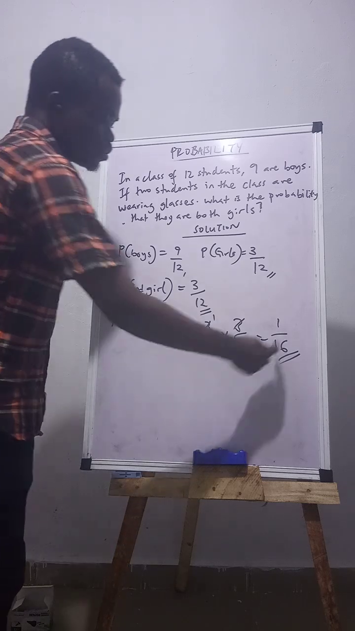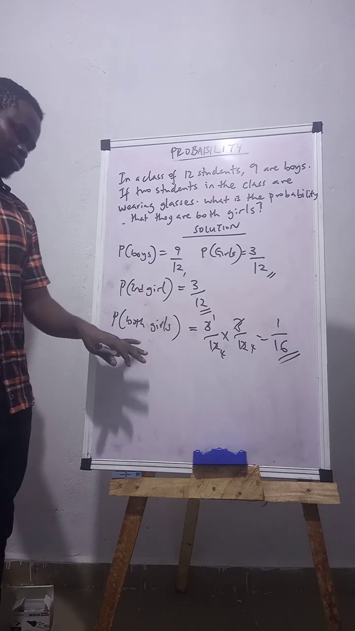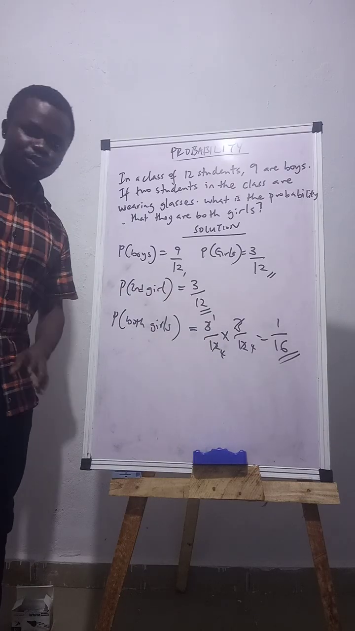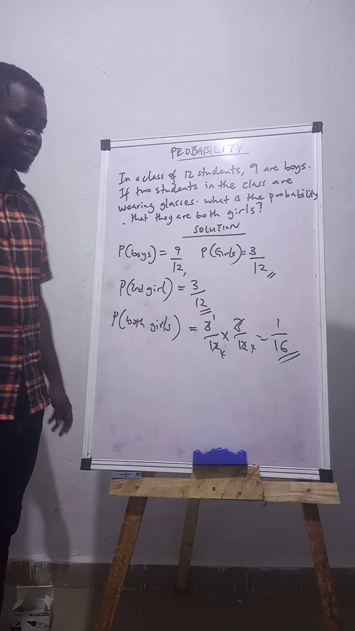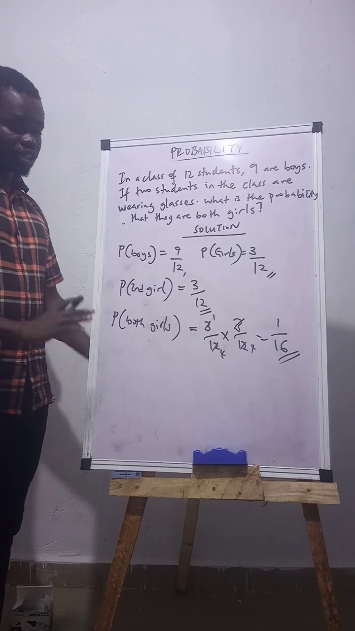Take note, when you say both, you know you're multiplying. That's just the rule. Understand it. Like I said, probability is very simple. I've made it as simple as it can be. I'm trying to make you understand it as clearly as it can be.